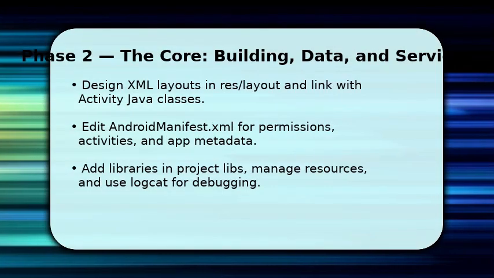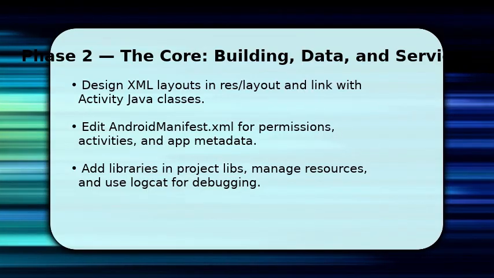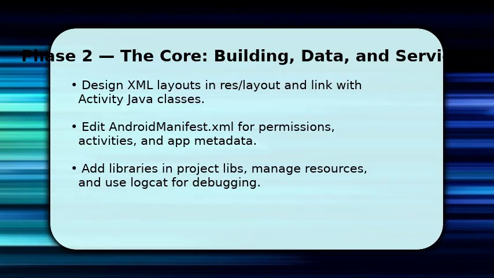You now implement the app's core, build layouts in XML, and bind them to Activity Java classes using Find View by ID or view binding alternatives supported by your setup. While coding, edit Android manifest XML to declare activities and request permissions. This is why your runtime behavior depends on manifest entries.